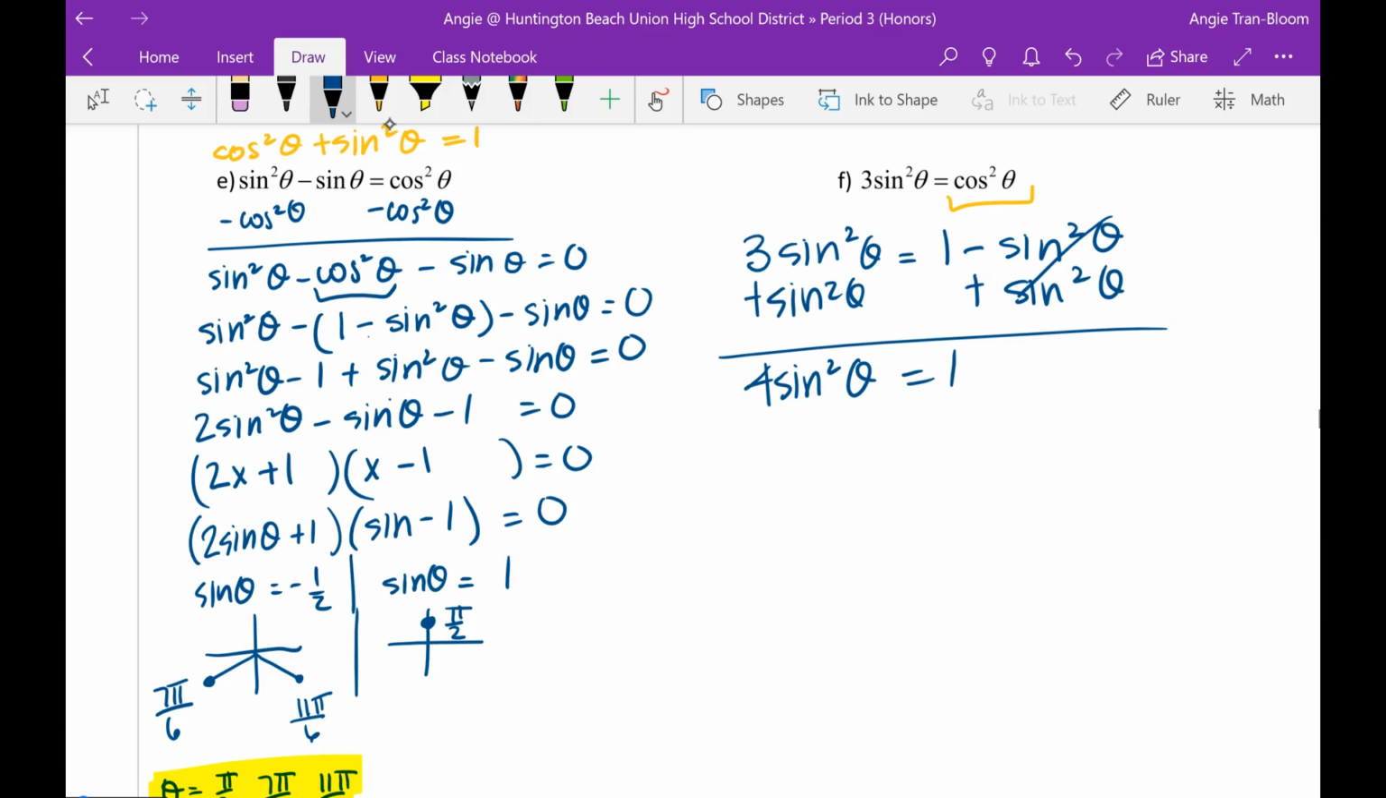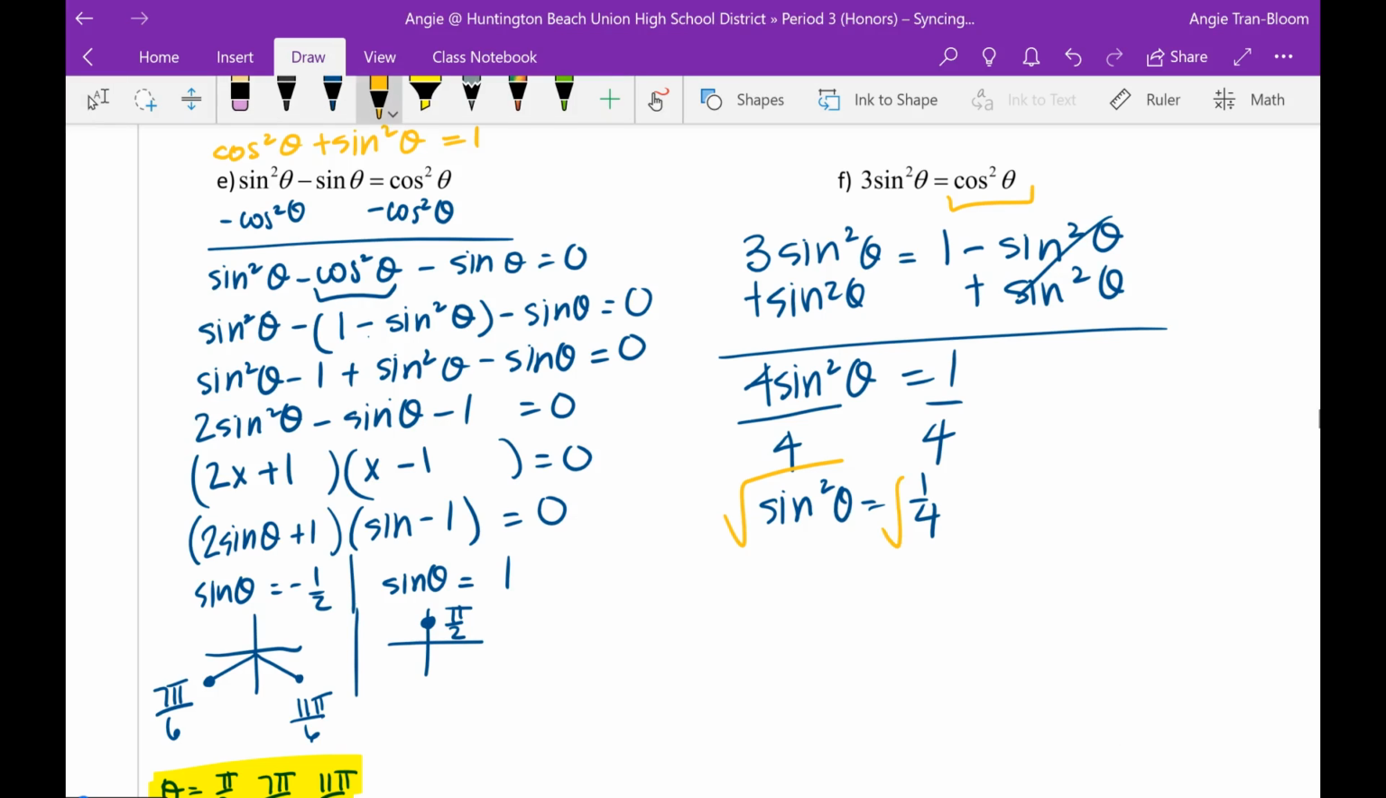What's your next move? Divide by 4. So sine square is now a quarter. What do you want to do next? Square root. Okay, think about the square root. Oops, I forgot theta.